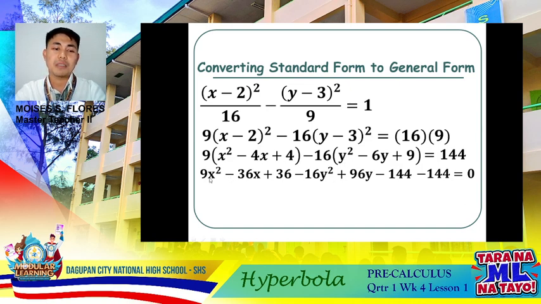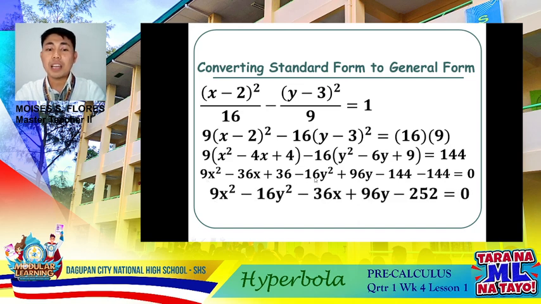Starting from our x squared, which is 9x squared, followed by negative 16y squared, minus 36x plus 96y. And then, of course, simplify our constants. We have here 36, negative 144, negative 144. So therefore, we have negative 252. And do not forget to equate it to 0 because that's an identity of a general form.